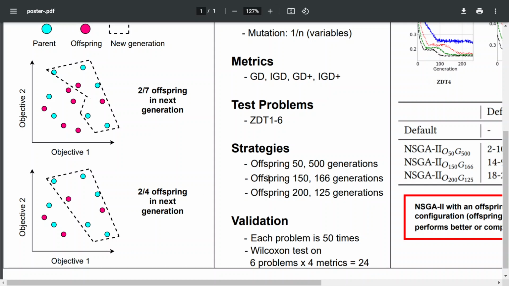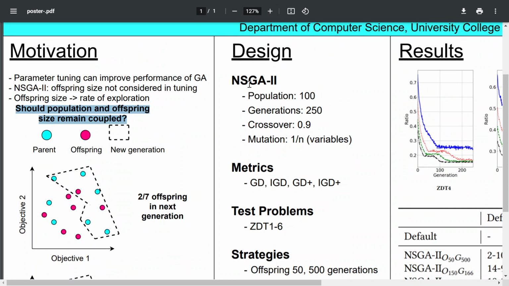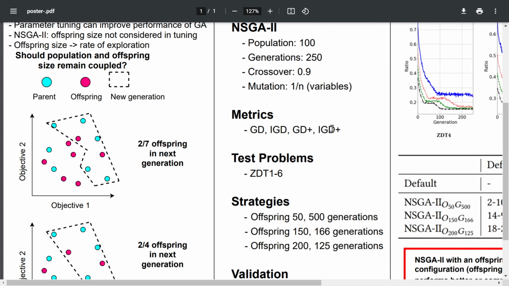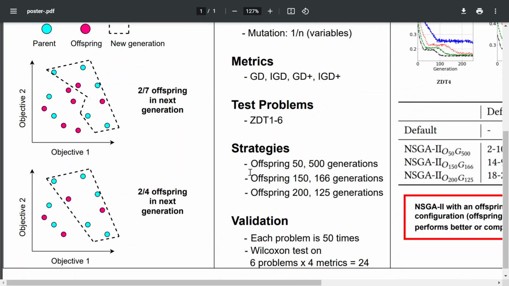To further investigate this, we perform experiments. In particular, we investigate an NSGA-II with a population size of 100, 250 generations, and crossover and mutation rates, as you can see in the explanation. We measure 4 different metrics on 6 test problems by Zitzler et al. And we compare 3 different strategies with the default configuration. In particular, we keep a fixed amount of fitness evaluations. And by, for example, reducing the offspring population size to 50, we can increase the number of generations to 500. If we increase offspring size to 150, number of generations is reduced, and if we increase it to 200, there are only 125 generations left.